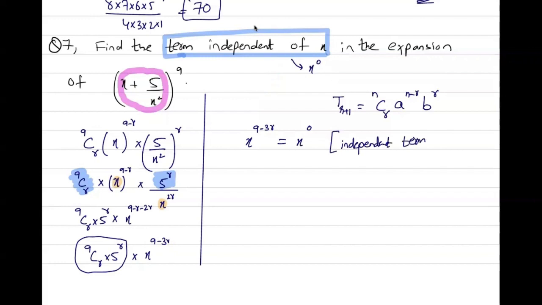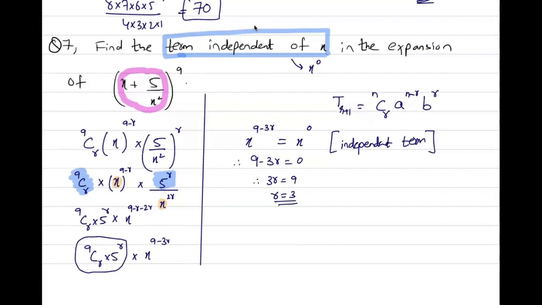Independent term means you cross out the base and equate the powers: 9 minus 3r equals 0. So 3r is 9 and r is 3. So it is the fourth term basically. r equal to 3 means the fourth term in the expansion.